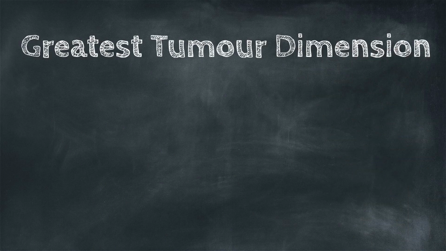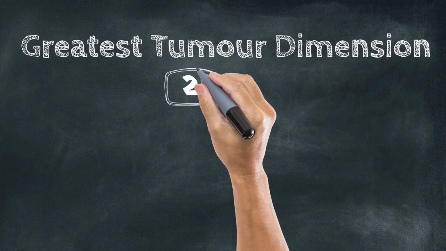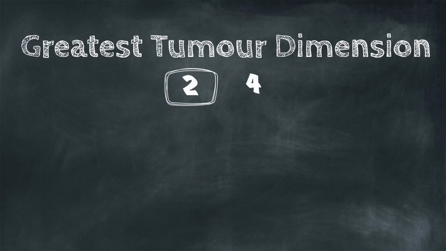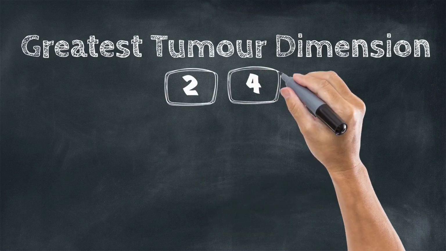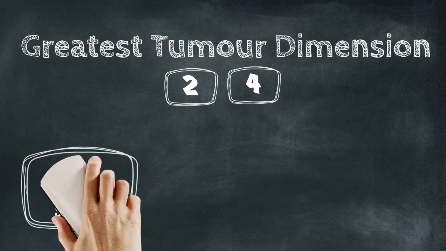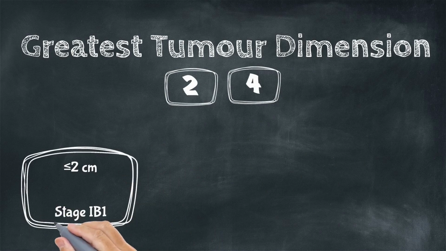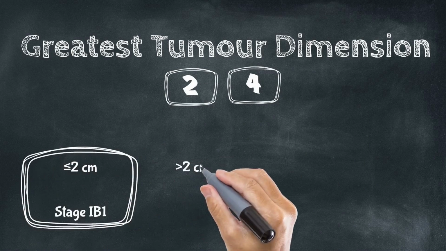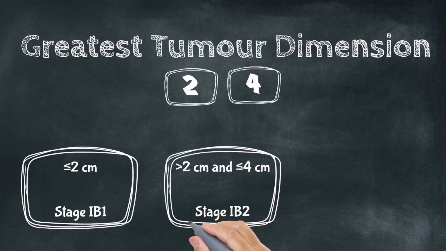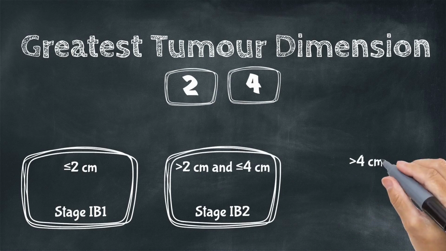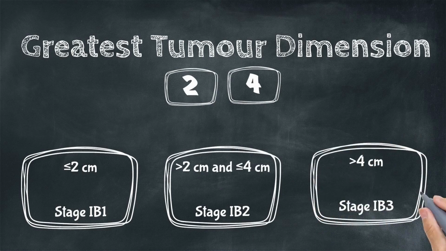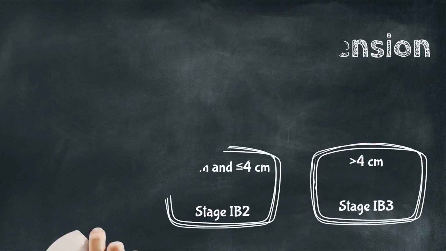Now, you'll move on to the second feature of interest in stage 1, which is the greatest tumor diameter, where you'll meet the second magic number, which is 24. Once you're in stage 1B, your focus shifts to tumor size, where 2 cm and 4 cm are your cutoff values. Stage 1B1 is when the greatest tumor dimension is less than 2 cm, stage 1B2 is when it's between 2 and 4 cm, and stage 1B3 is when it's more than 4 cm. That should be easy to remember. Just think 2 and 4 and you're sorted.